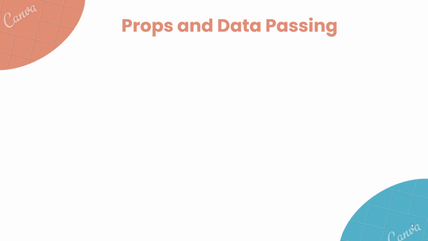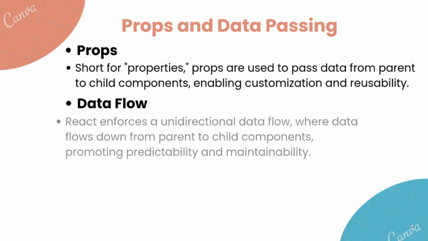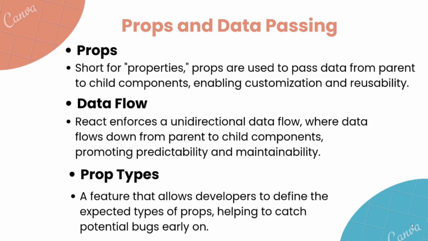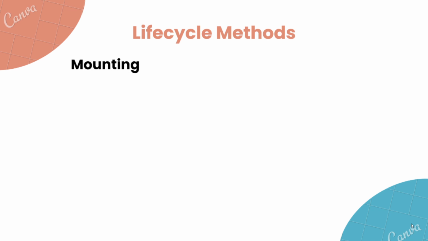Props and data passing. Props, short for properties. Props are used to pass data from parent to child components, enabling customization and reusability. Data flow. React enforces a unidirectional data flow where data flows down from parent to child components, promoting predictability and maintainability. PropTypes, a feature that allows developers to define the expected types of props, helping to catch potential bugs early on.